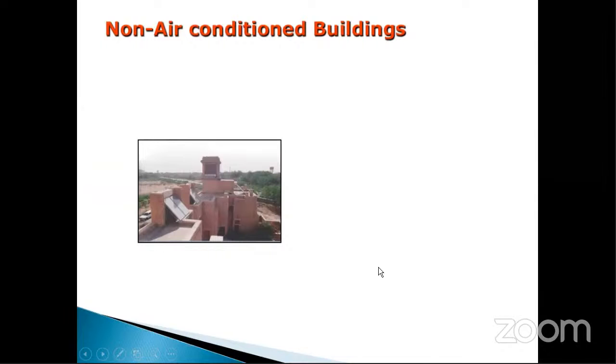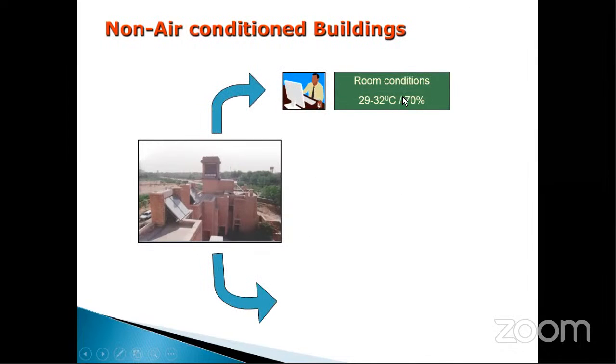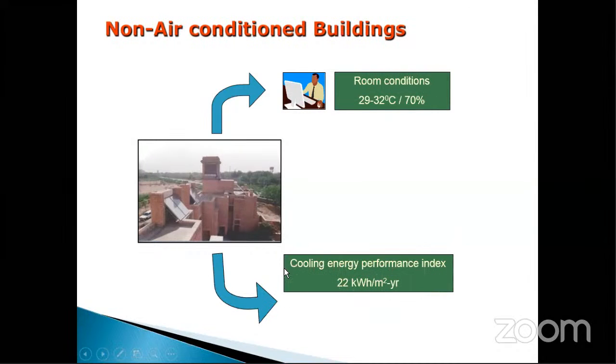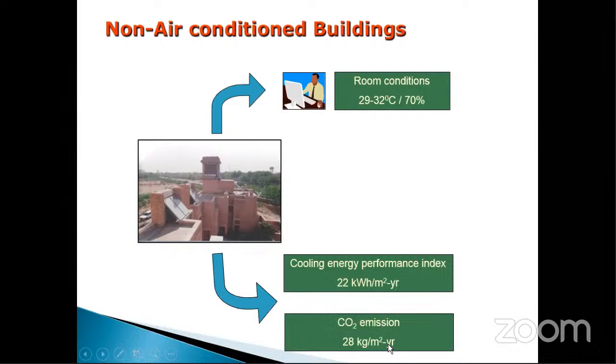So when you compare with a non-air conditioned building, this is IIT Kanpur, wherein the temperature is comfortable, but yes, you have to adjust with the humidity, the latent load, and the cooling energy performance index is 22 kilowatt hour per meter square per year. And to generate this much power, the CO2 which is generated is around 28 kg per meter square per year.